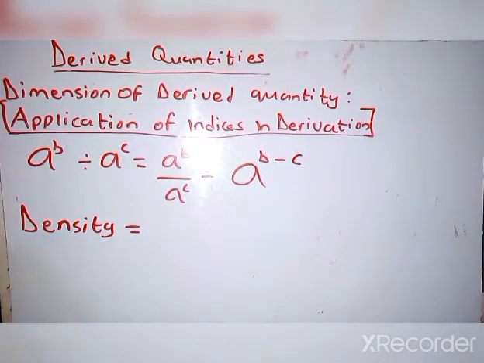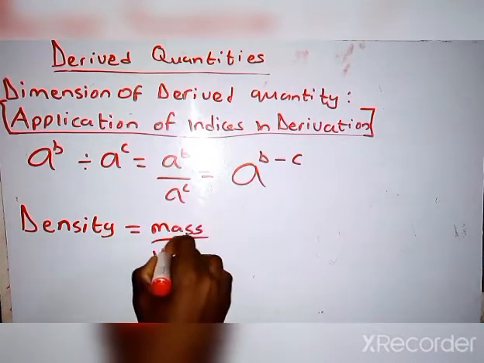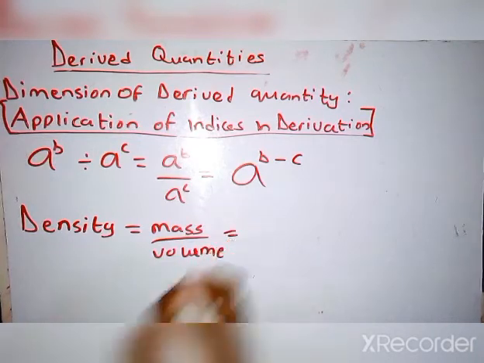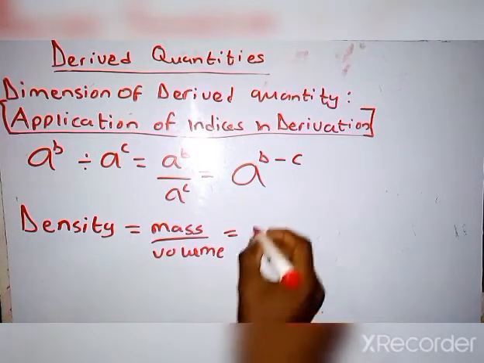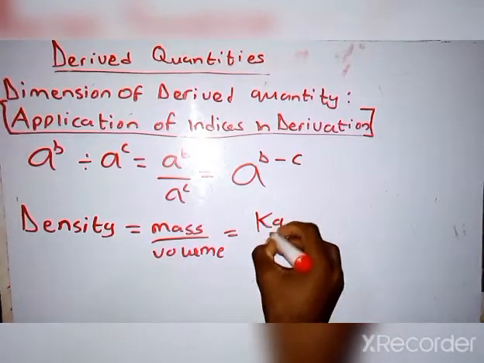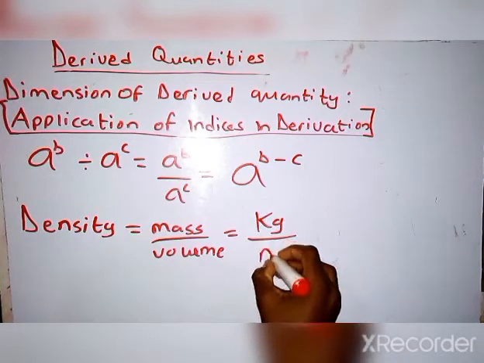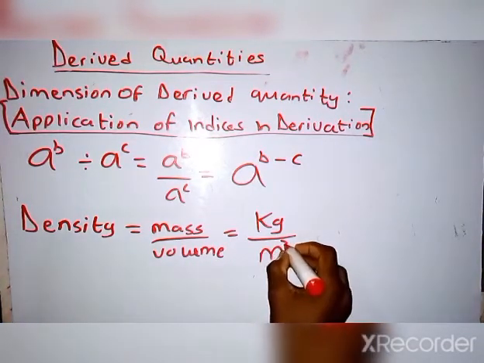So the formula for density, first write the formula, which is mass over volume. Now write the unit of mass, which is kilogram, kg, over volume. The unit of volume is meter cube, that is length times breadth times height, meter cube.